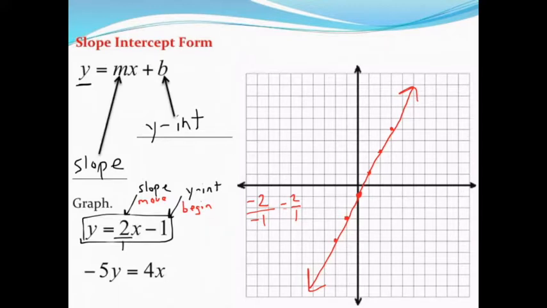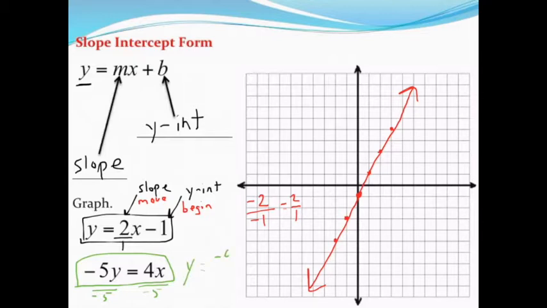Let me switch colors and let's graph one more. Then I'll show you the way to do these on the calculator. So line 2 is down here. Now it's not solved for y. Y is not by itself. It's -5 times y. So first step is I need to get this in slope-intercept form by dividing both sides by -5. That gets me an equation of y equals.